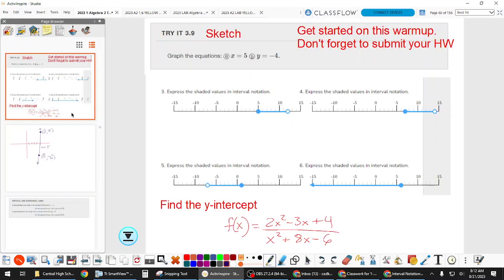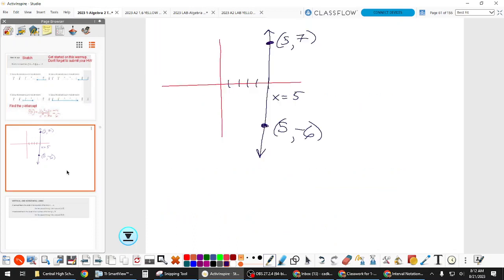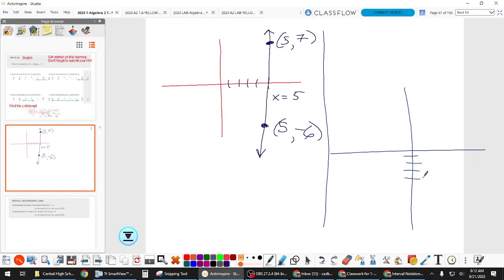And then, kind of by contrast, what do you think that line looks like? The y equals -4. If x equals something is vertical, this has to be horizontal, right? So y equals -4 is going to go horizontally through that line. And let's just make up two coordinates just to illustrate and make sure we're clear.